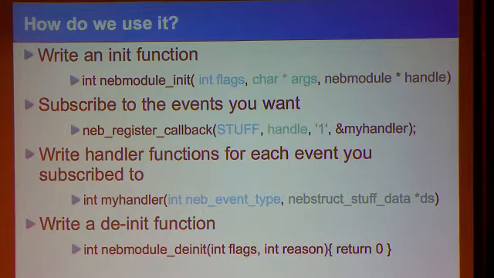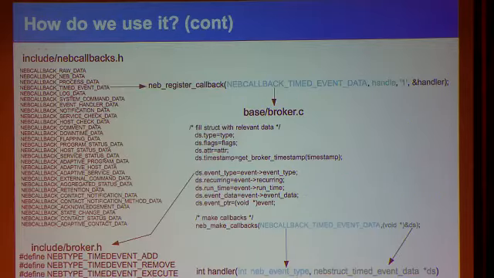I'll just go into the code and grep neb_register_callback, and I'll find out their callbacks. That'll give me all of their handler names, so I'll know which functions are their handlers, and then I can sort of dissect it from there.